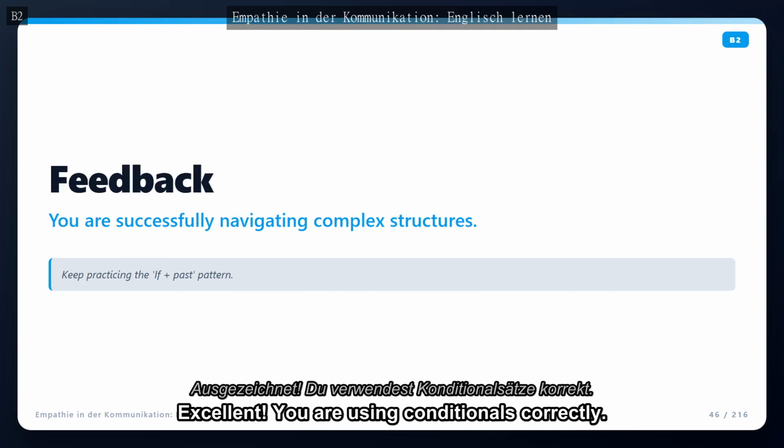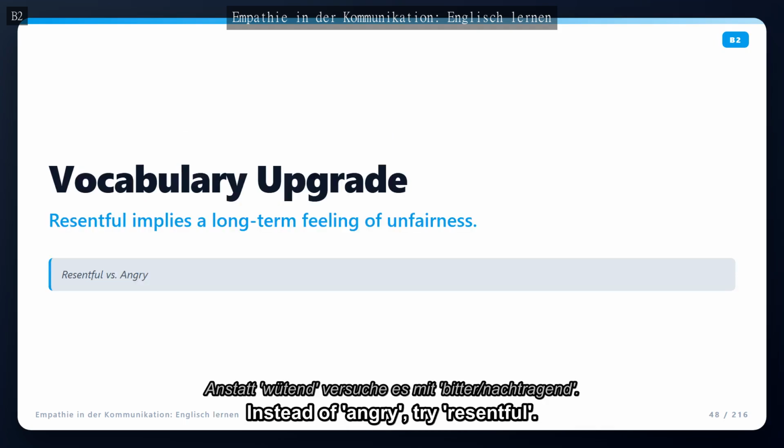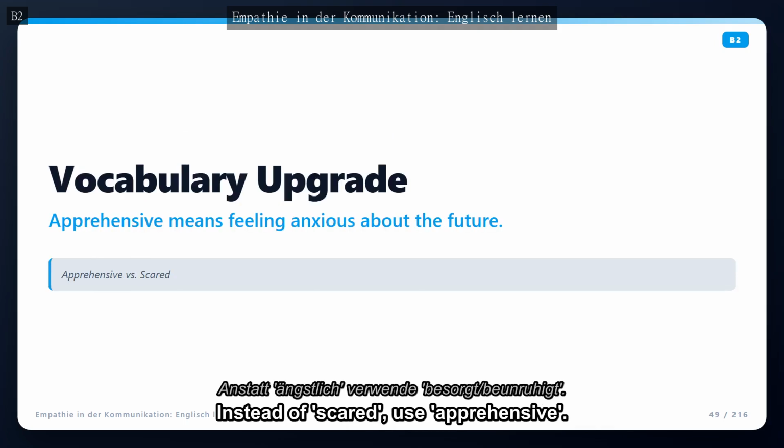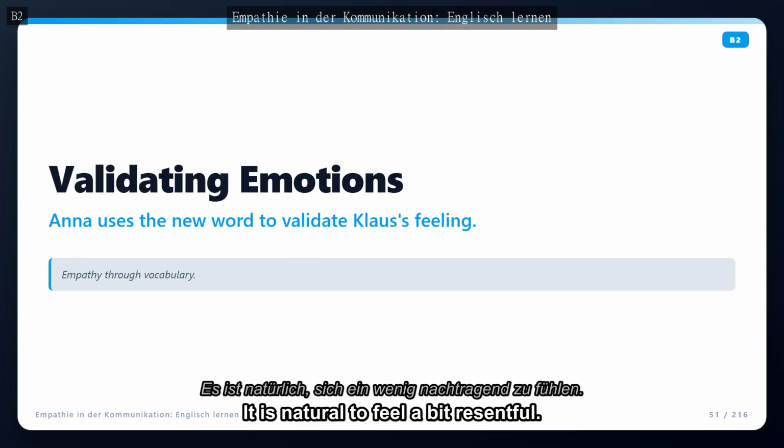Excellent. You are using conditionals correctly. Now, let's expand our emotional vocabulary. Instead of angry, try resentful. Instead of scared, use apprehensive. I feel quite apprehensive about the meeting. It is natural to feel a bit resentful.